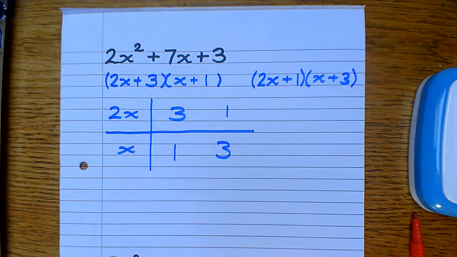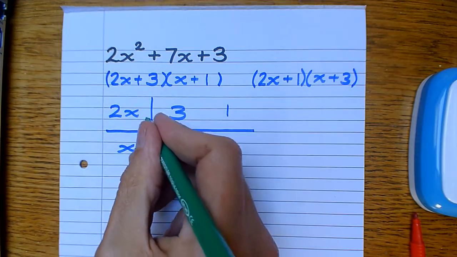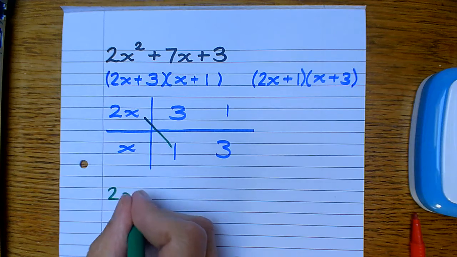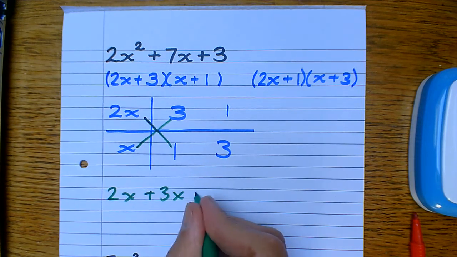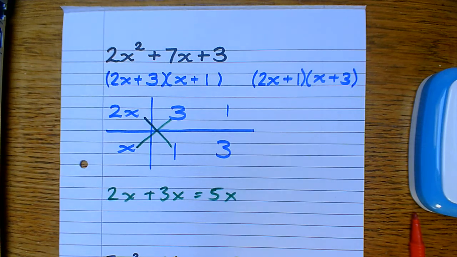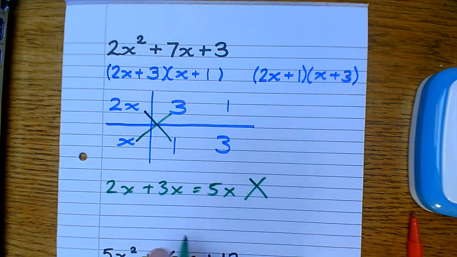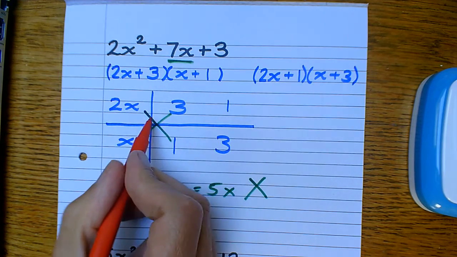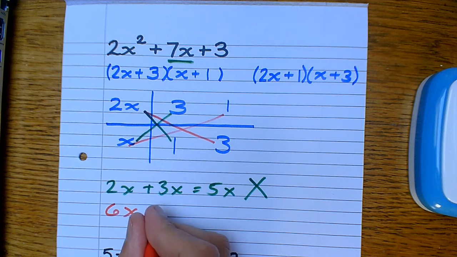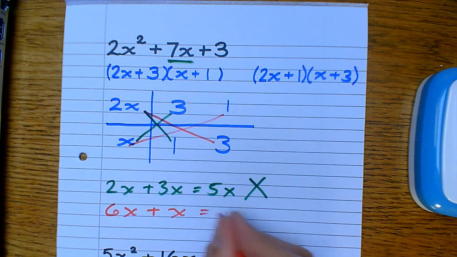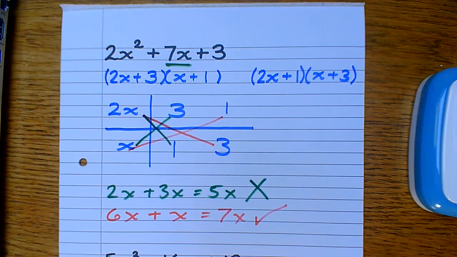So what we do is we say to ourselves, 2x times 1 is 2x. X times 3 is 3x. So that makes 5x. And actually, that's no good because the middle term is 7x. So let's try our next set of possibilities. 2x times 3 gives us 6x. X times 1 gives us x. That makes 7x. Yeah, that's right. That's what we should get in the middle.